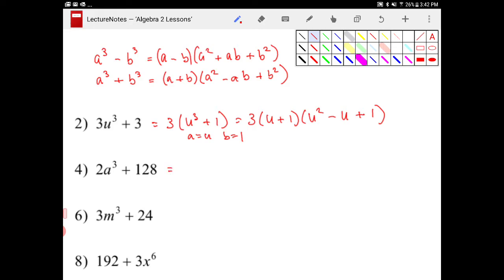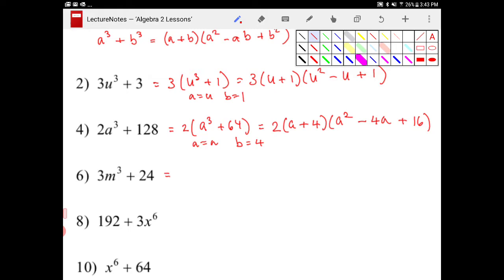Next, 2a cubed plus 128. Immediately I recognize that there's a common factor of 2. This is going to be 2 times a cubed plus 64. 64 here is a perfect cube. So a is a, and what exactly is b? b is equal to 4, because 4 times 4 is 16, times 4 again gets me 64. So this is 2 times a plus 4 times a squared minus ab, so a times 4, or 4a, plus 16.